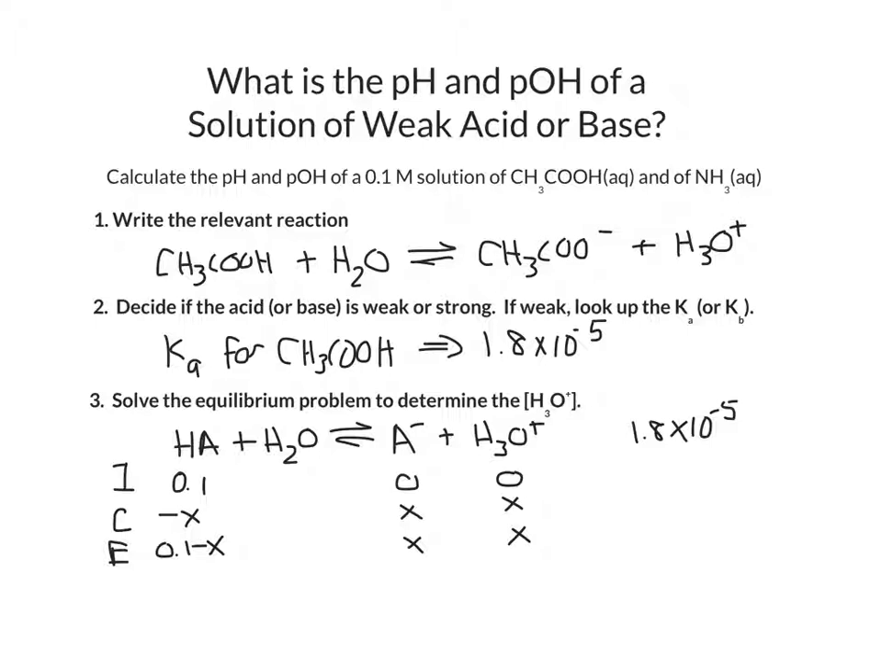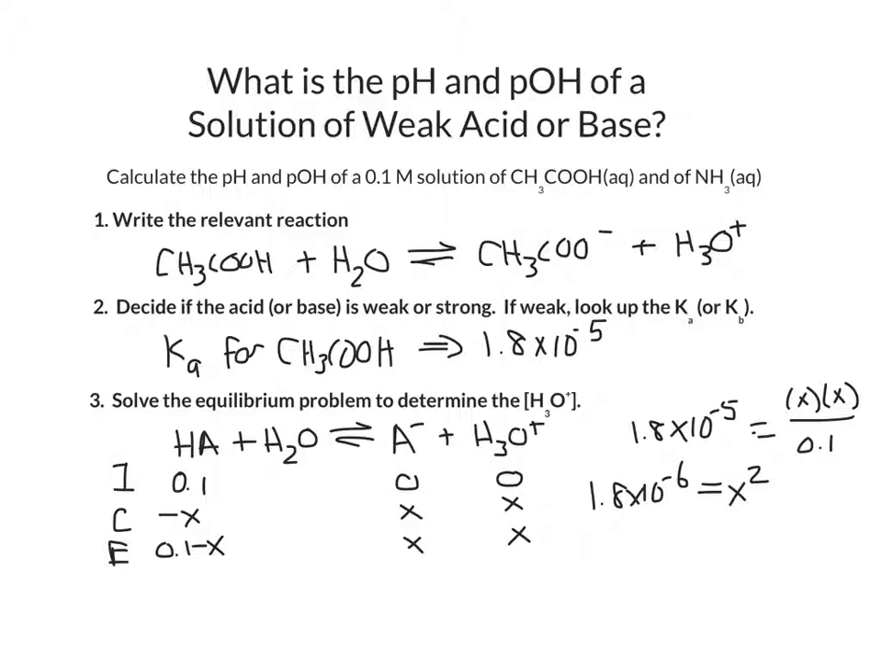And so I should be able to write that my equilibrium constant, 1.8 times 10 to the minus 5, is equal to the acetate concentration times the hydronium concentration, product of the products, divided by my concentration of reactants at equilibrium, which I'm going to approximate as 0.1 because I'm going to ignore X relative to 0.1. So to solve this problem for X, I need to multiply both sides by 0.1, and that gives me 1.8 times 10 to the minus 6 is equal to X squared.